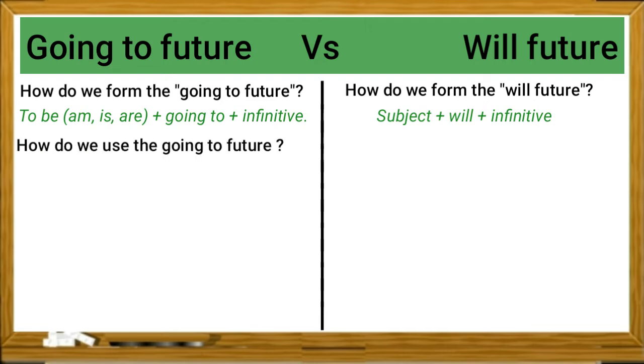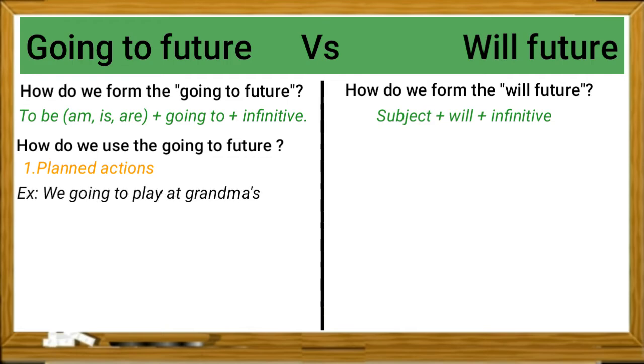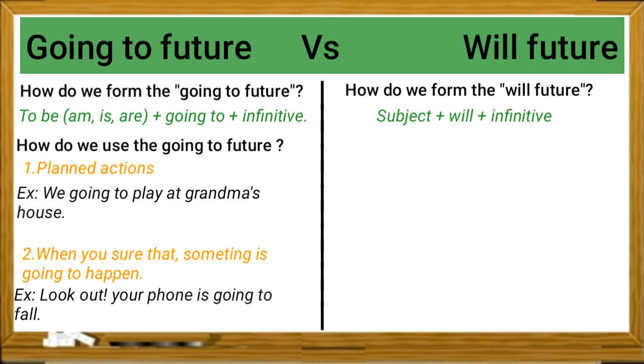How do we use the going to future? Number 1. Planned actions. For example, we are going to play at grandma's house. Number 2. When you are sure that something is going to happen. For example, look out! Your phone is going to fall.